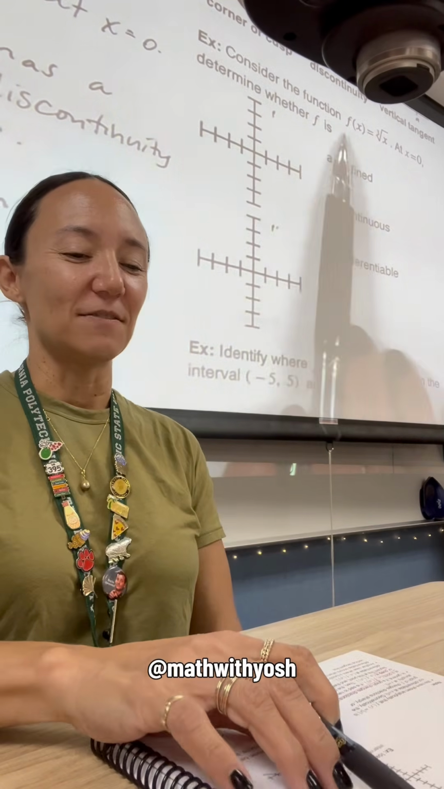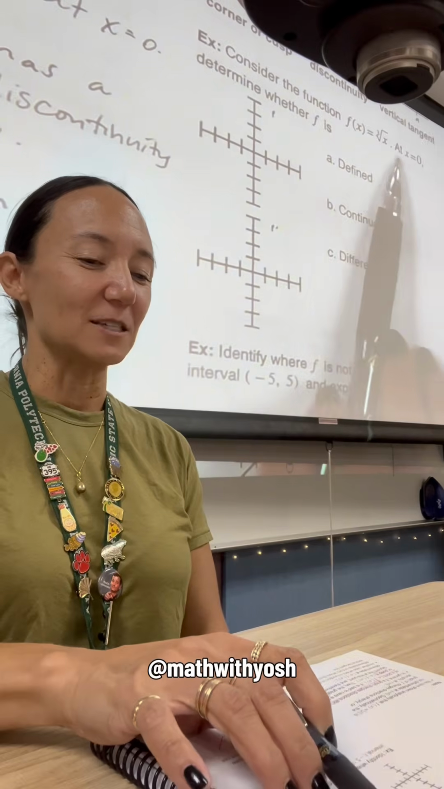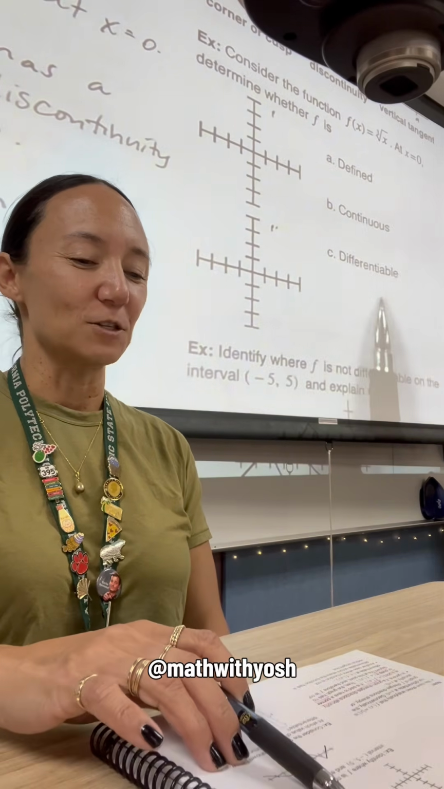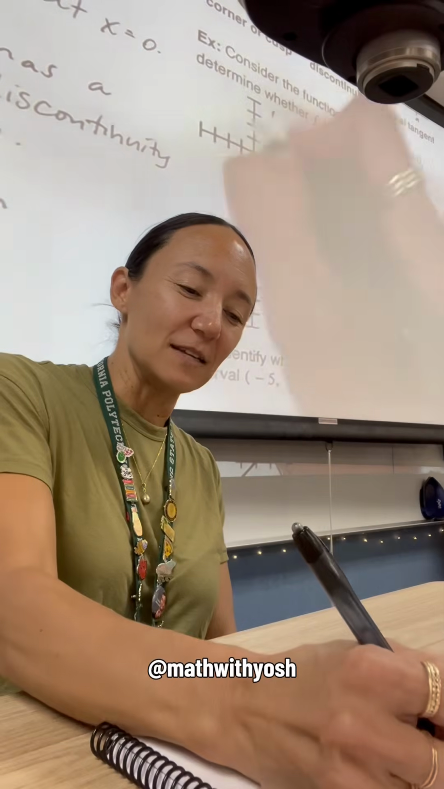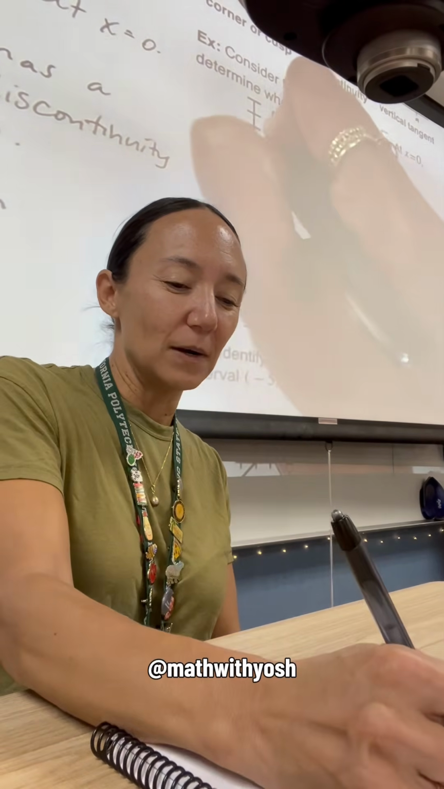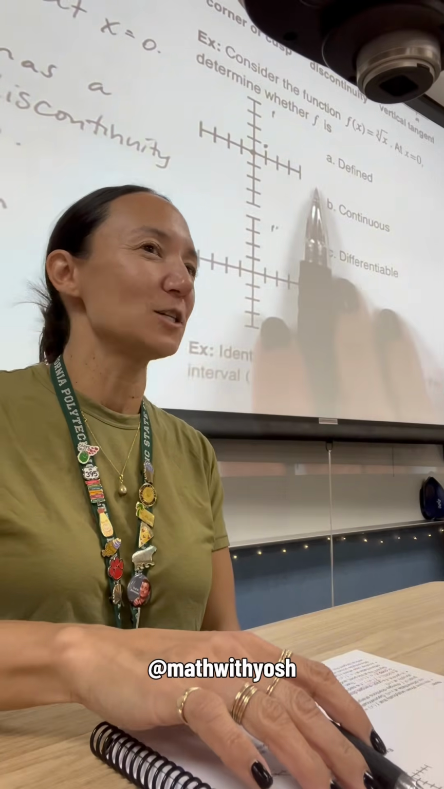Consider the function f of x equals the cube root of x. At x equals 0, determine whether f is defined, continuous, and differentiable. Cube root of x graph, it starts at (0, 0). To the right, you're going to go over 1, up 1. You go all the way over to 8 because the cube root of 8 is 2.